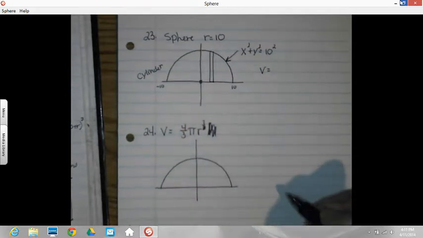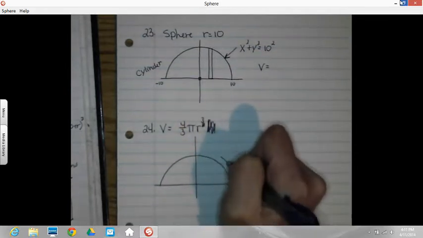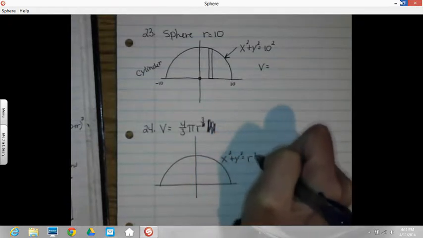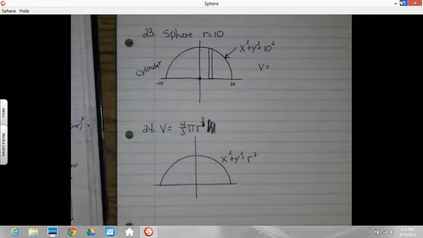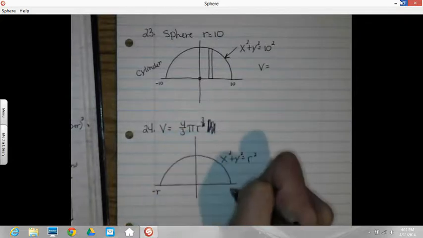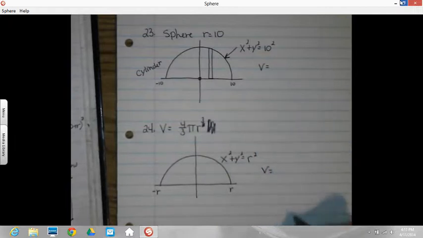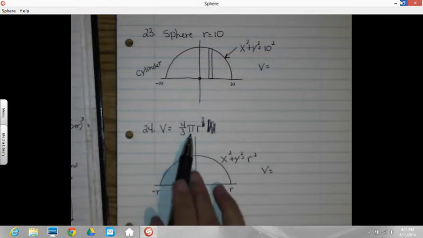So our equation here is x squared plus y squared equals r squared. You're going to be carrying the r through the problem here. Set up your volume just like you did on 23. Work it through, and you'll have r's left in your problem, and it should be 4/3 pi r cubed.